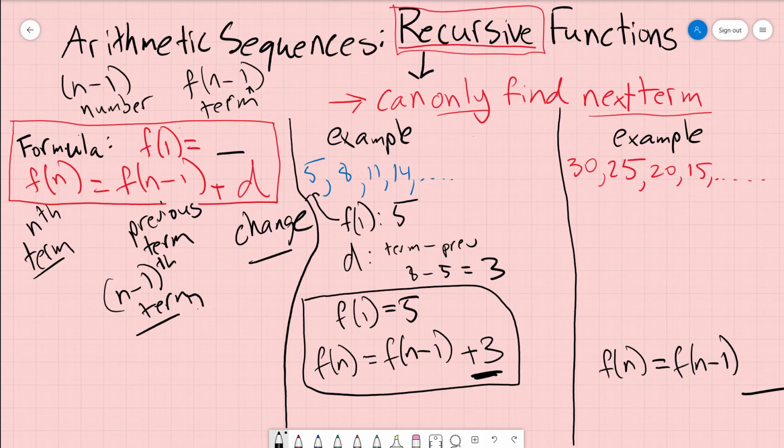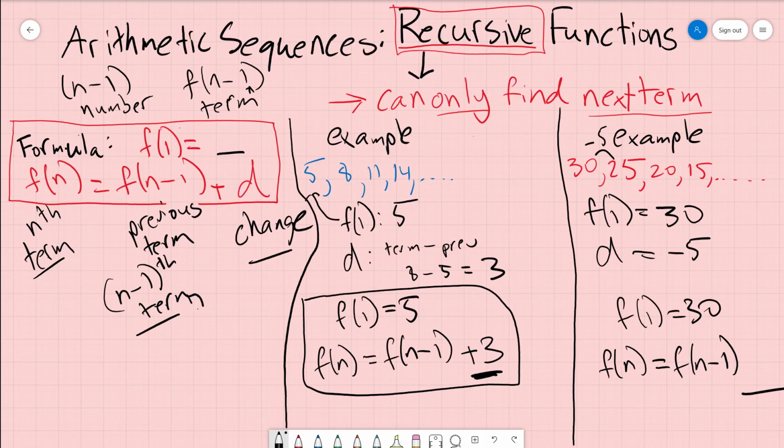So once again over here, I've got my first term. So when I say f of a number, f of n is the nth term, f of 1 is the first term. That is 30. And d is, here I see that is going down by 5, so I'm not even going to do a formula to find that. And then I'm going to represent my first term is 30, and the function is a term going down by 5 every time.